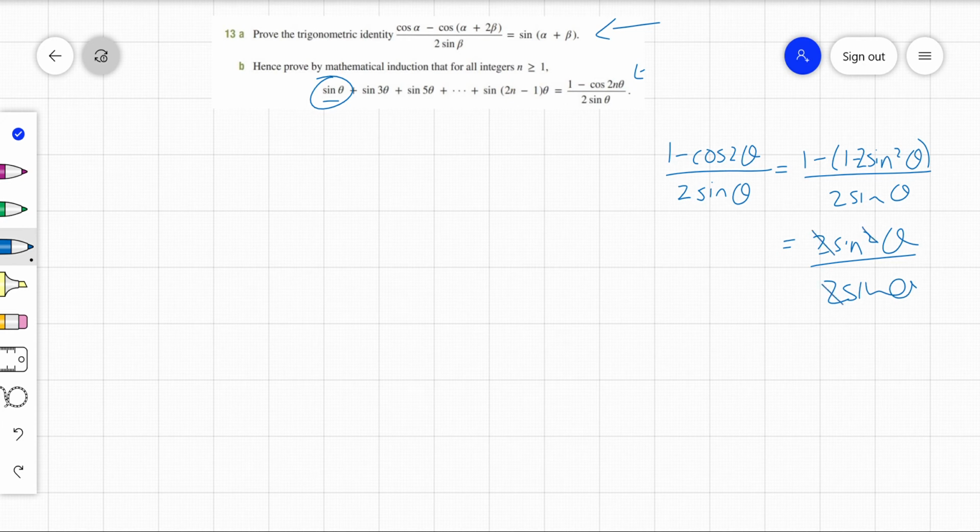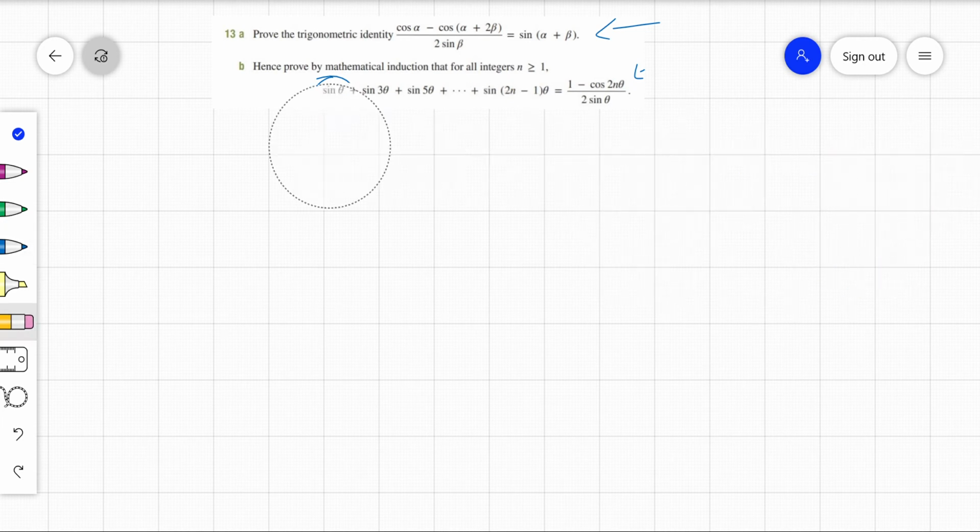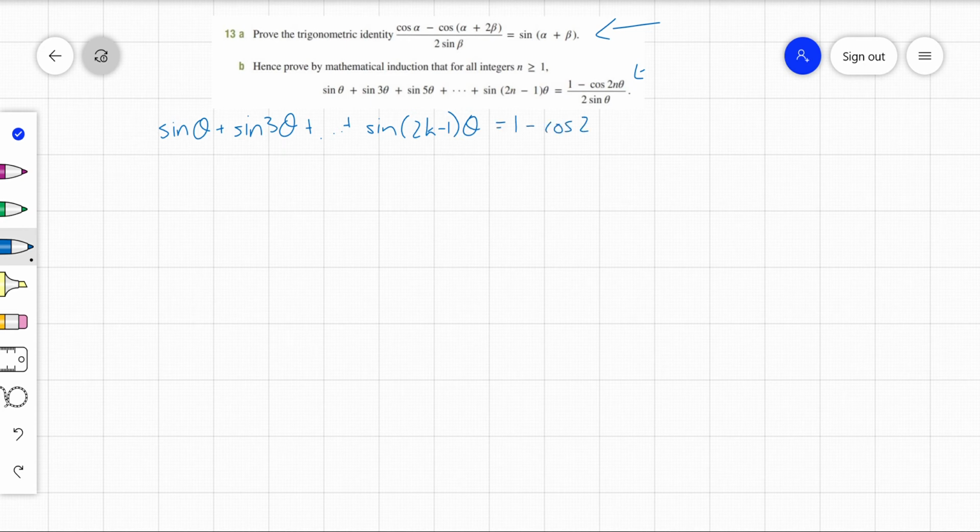So you can see that we will get sine theta. So it does work for the base case. Worth a check there. All right, so it works for the base case. The next case we would assume true. Remember that sine theta plus sine 3 theta all the way up to sine (2k minus 1) theta is equal to (1 minus cos 2k theta) on 2 sine theta. All right, and we're required to prove P(k plus 1).